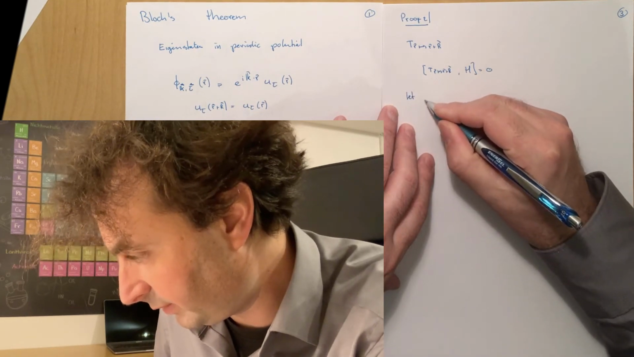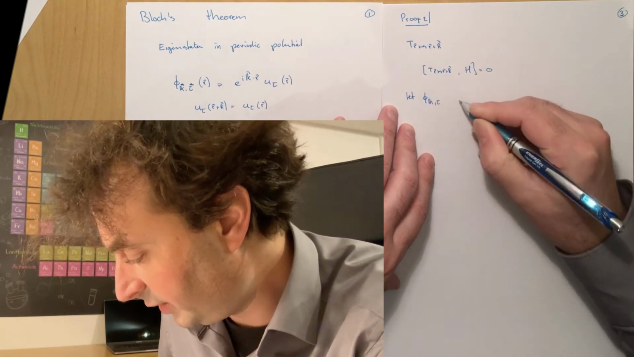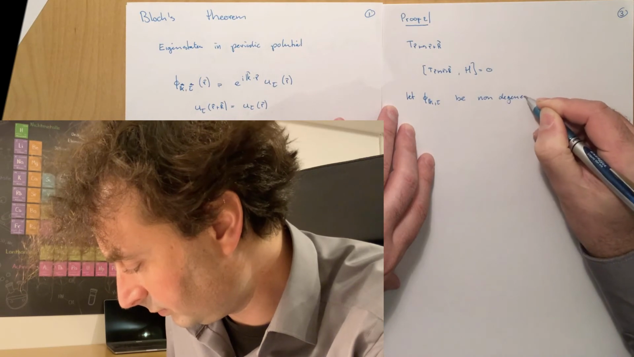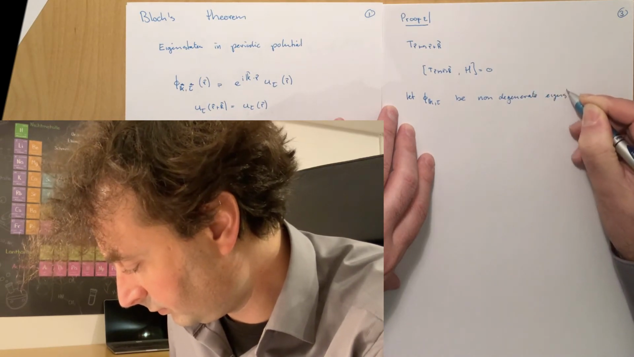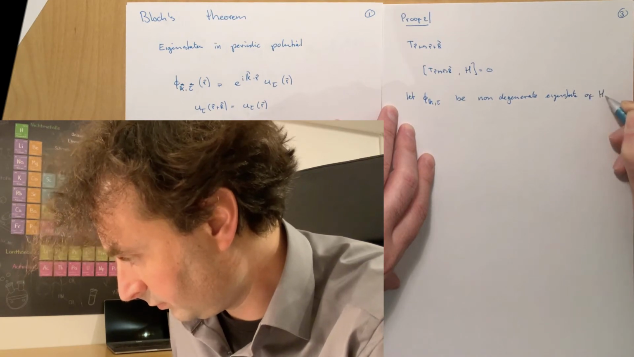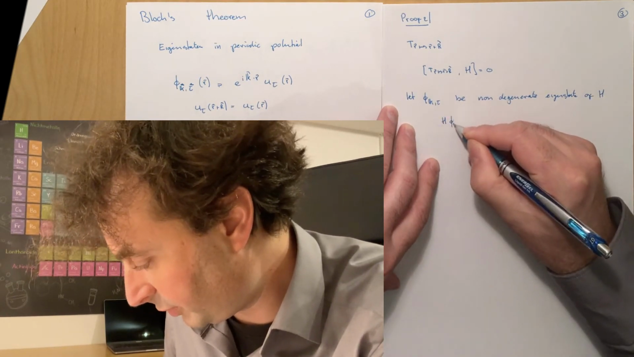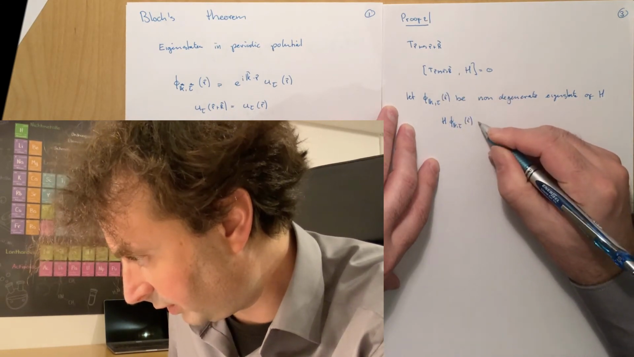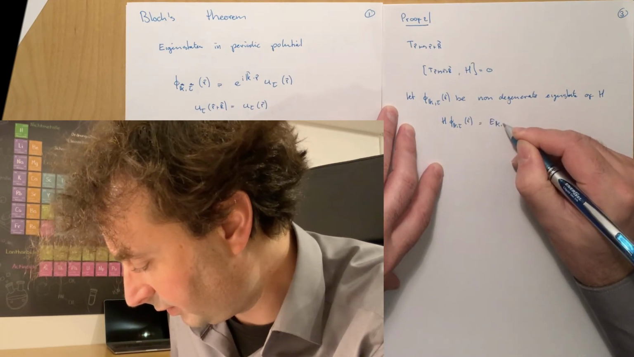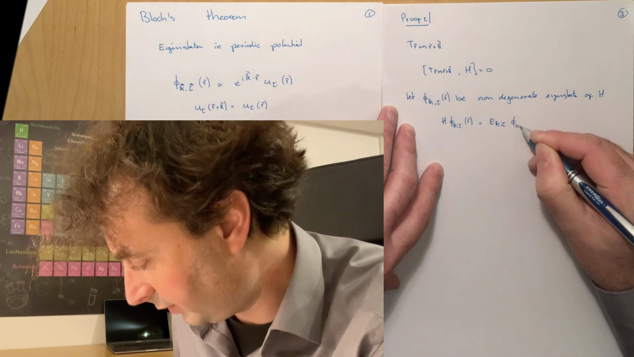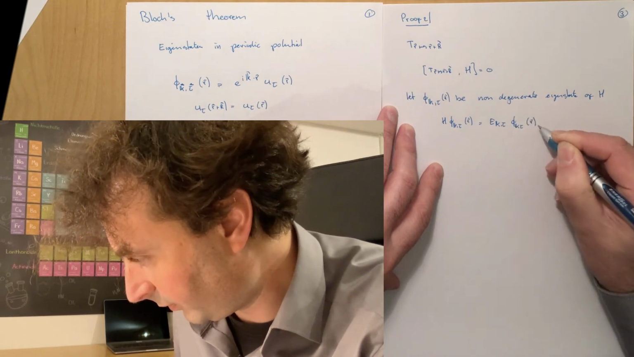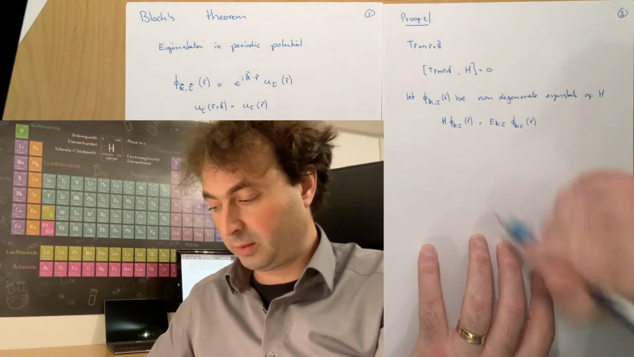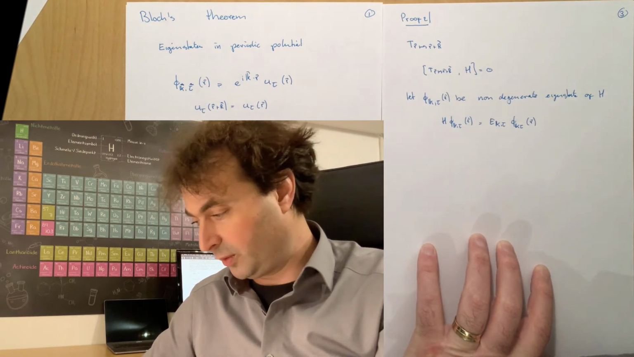Now let psi k tau be a non-degenerate eigenstate, such that H psi k tau of R is epsilon k tau psi k tau of R. Well, if it's an eigenstate of the Hamiltonian, it's also an eigenstate of the translation operator.